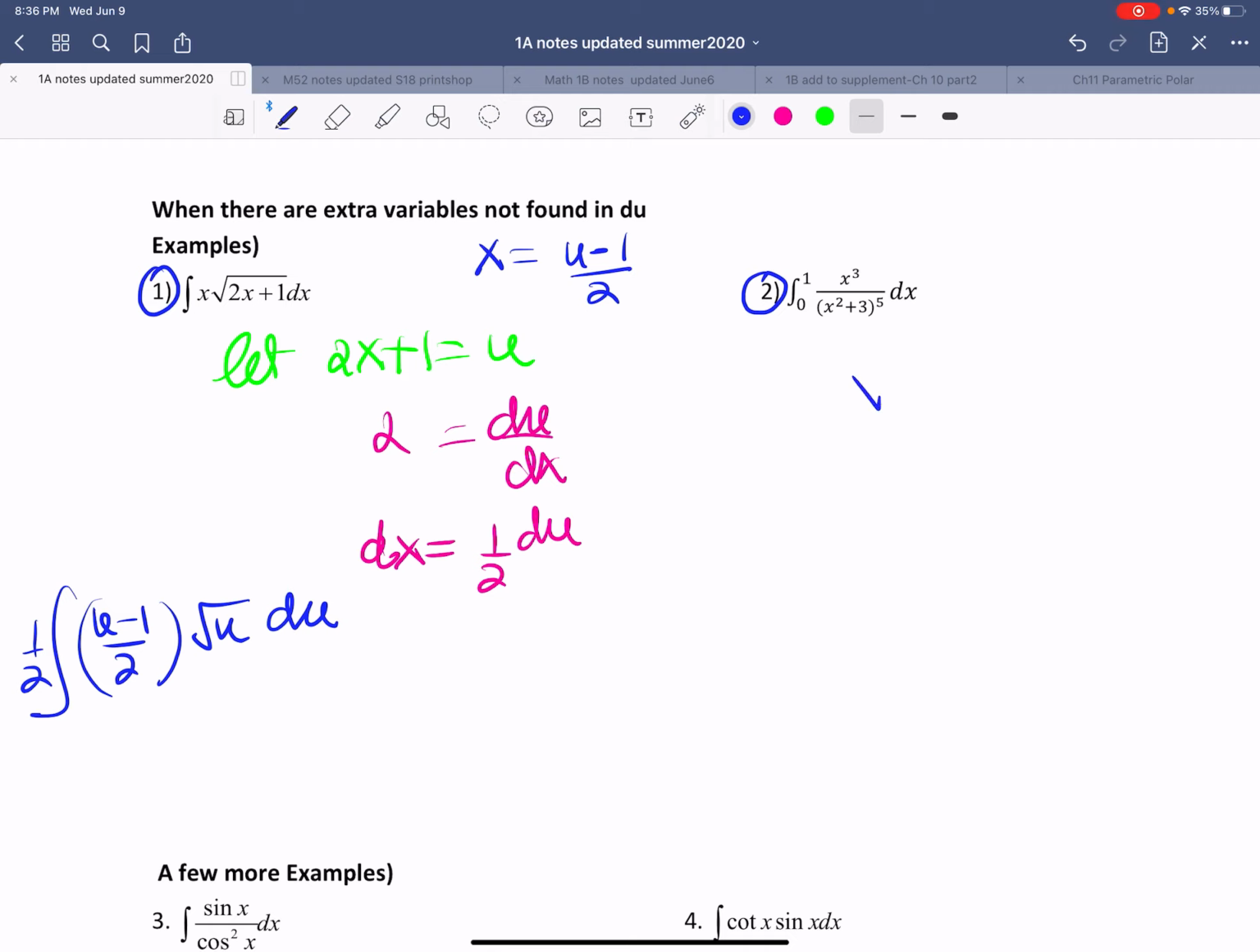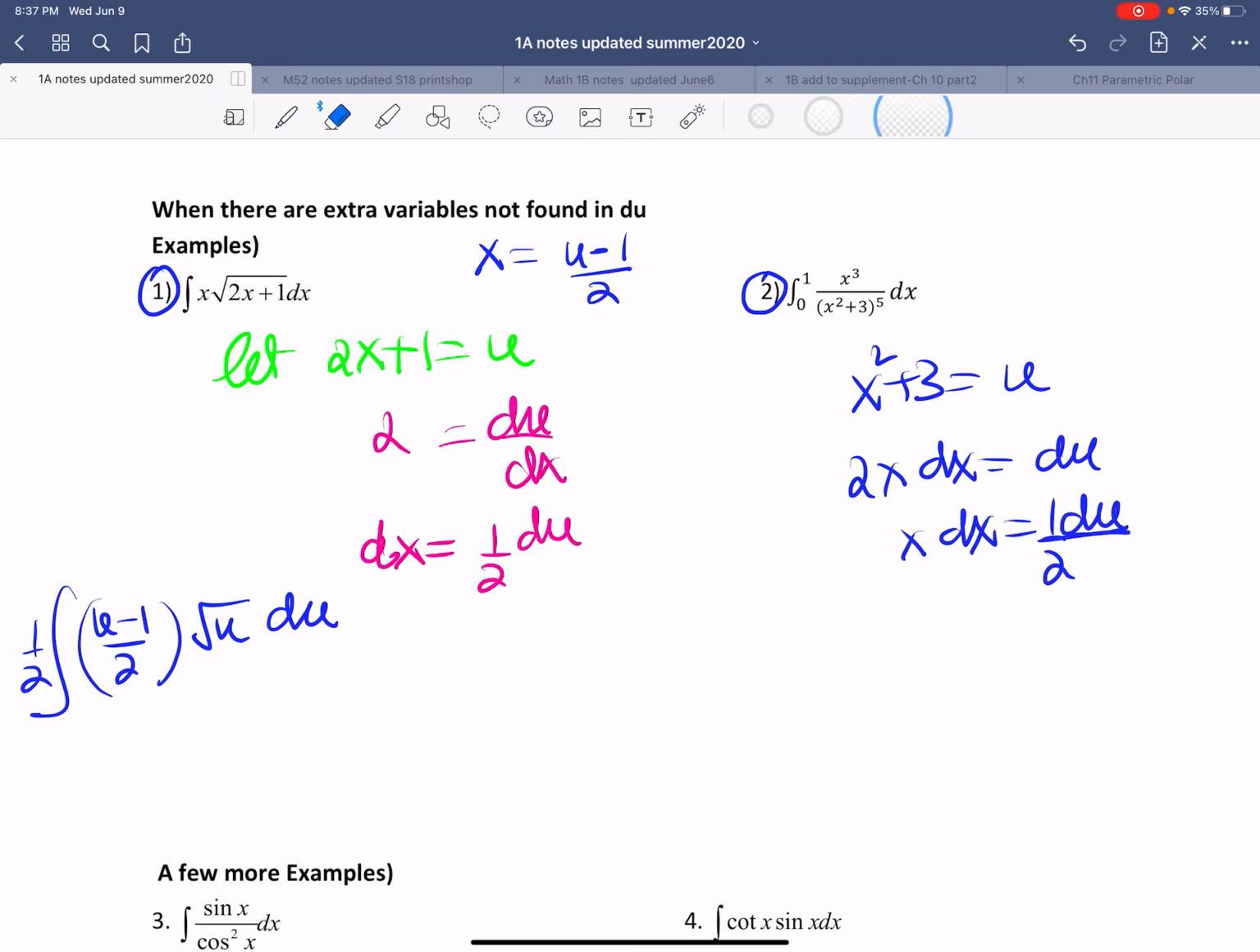Next we have a definite integral. x squared plus 3 will be u here, and 2x dx would be equal to du. I don't need 2x squared; I do have x to the third over there. So what we can do here is, let's see. Nope, that's not right. If x squared plus 3 is u, then 2x dx is du, or we can say x dx will be 1/2 du.